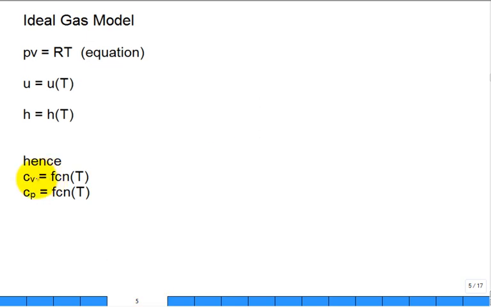We have these specific heats. There are two specific heats, C sub V and C sub P. One of them is holding pressure constant. Which one is holding pressure constant? C sub P. What about the other one? What's held constant? Volume is constant. Volume.